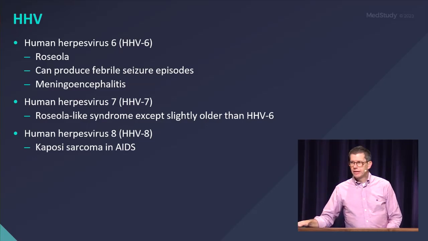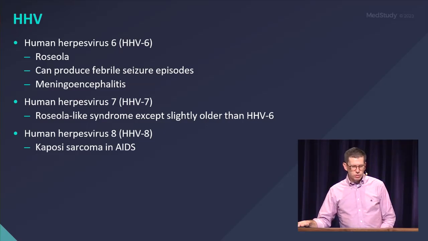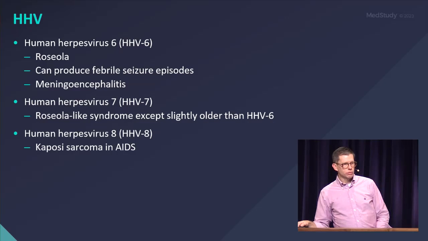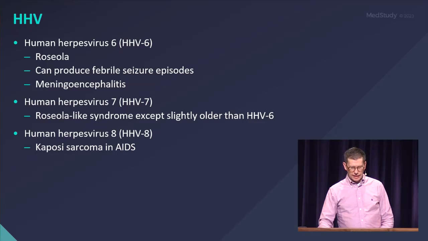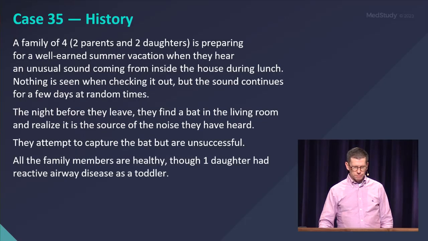Human herpesvirus 7 presents similarly as a roseola-like syndrome, except they tend to be slightly older than kids with HHV6, and then there's HHV8, which we see in folks with AIDS. So remember, with HHV6, fever goes away, rash comes up, baby looks fine. That's roseola and HHV6.